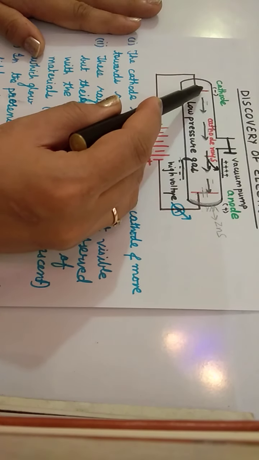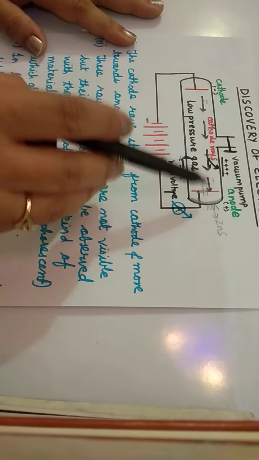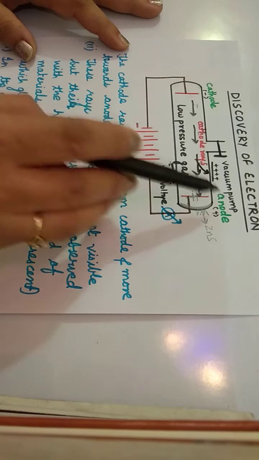Next, the characteristics of cathode rays do not depend upon the nature of the gas and the nature of the electrodes taken. So thus we can conclude that electrons are the basic constituents of all atoms.